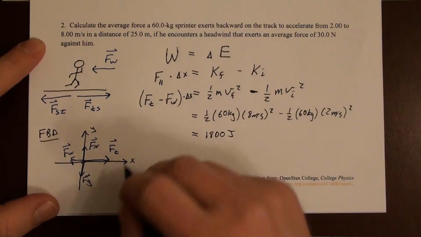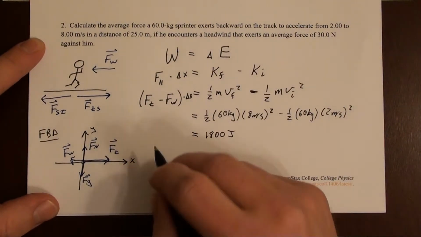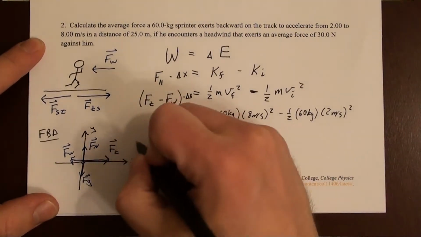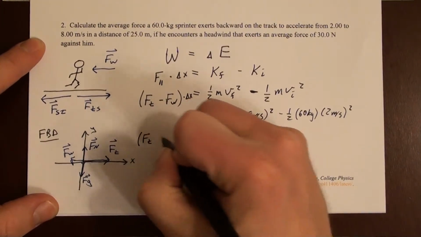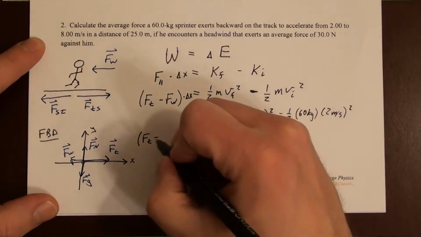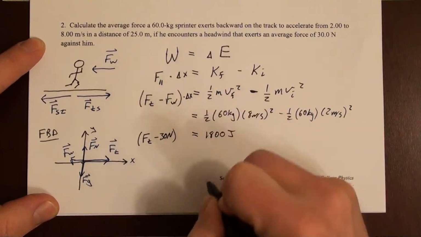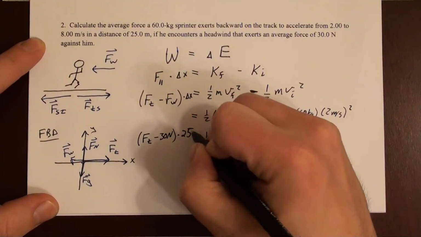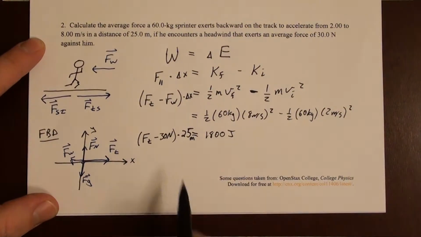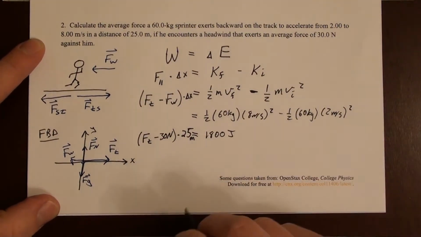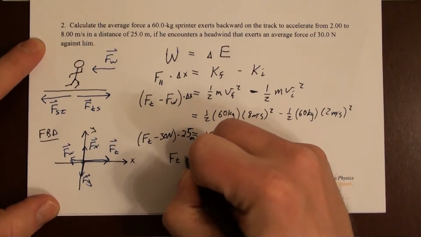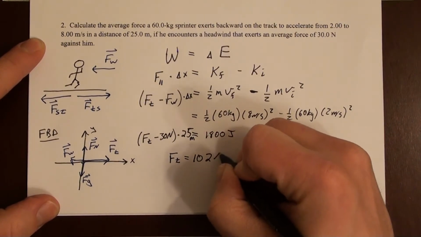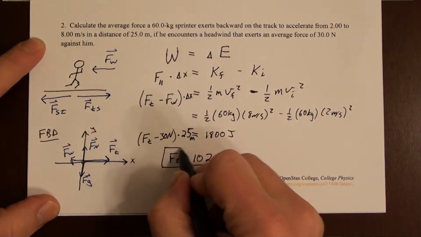Right, so I can put in some numbers for this. Let's skip down one line, the force from the track minus the force from the wind is 30 newtons times 25 meters. Right, and if you solve this for the force from the track, you get 102 newtons.